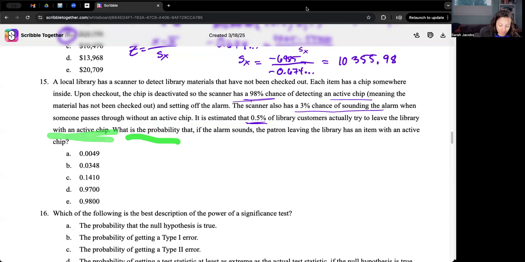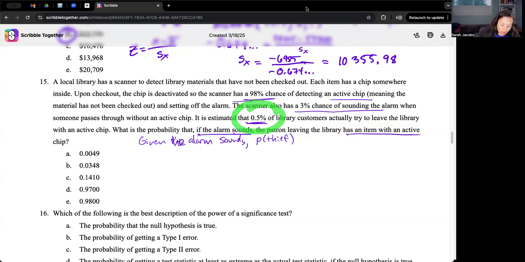What is the probability that, if the alarm sounds, the patron leaving the library has an item with an active chip? So basically, we can think about someone trying to leave the library with an active chip. Okay, someone's trying to steal from the library. What a terrible thing to do. The way to rephrase this is, given the alarm went off, what's the probability that you actually have a thief, that you're setting off the alarm because you're catching a thief?